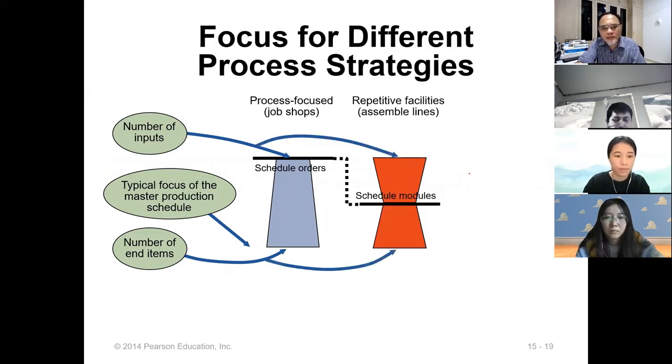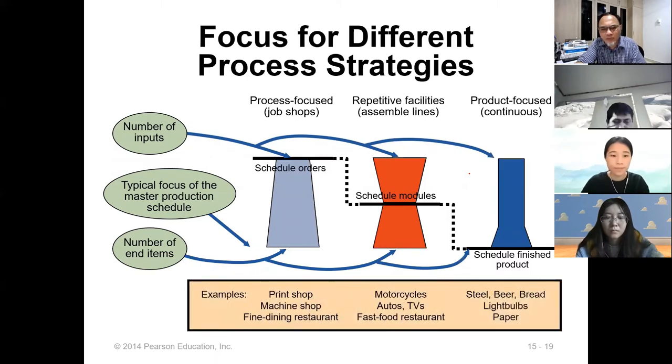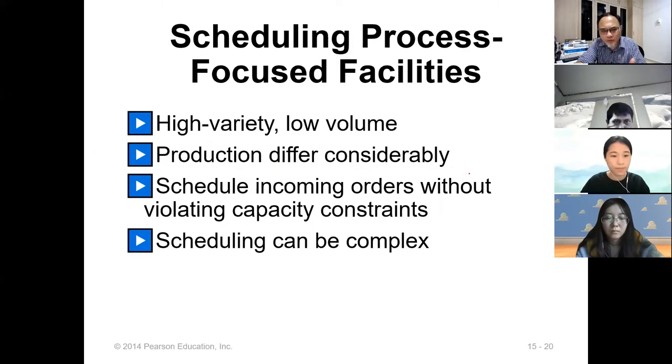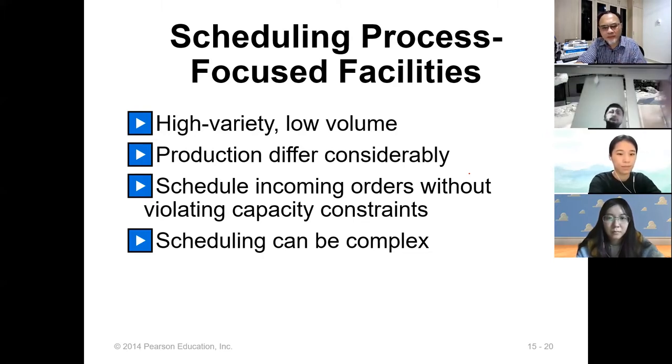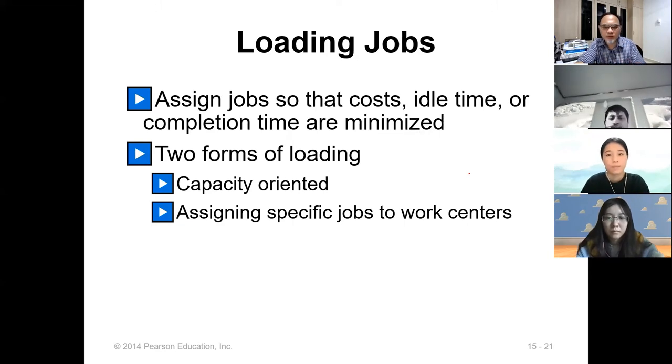So process focus will have many inputs. This is repeating the same slide as just now. Process focus, high variety, production differs considerably, scheduling incoming orders without violating capacity constraints. That means you try to schedule the jobs that come in, and you have your capacity limitation. And scheduling can be complex. Now, there is this concept called loading jobs. Loading means you assign jobs so that your cost, your idle time, and your completion time are minimized. So that's what you call loading.